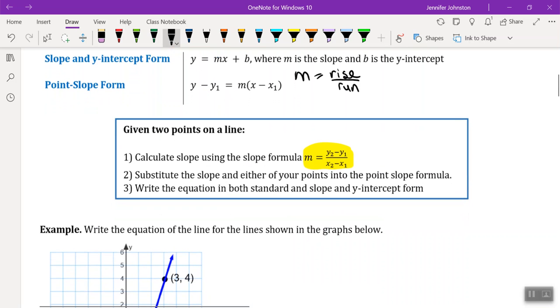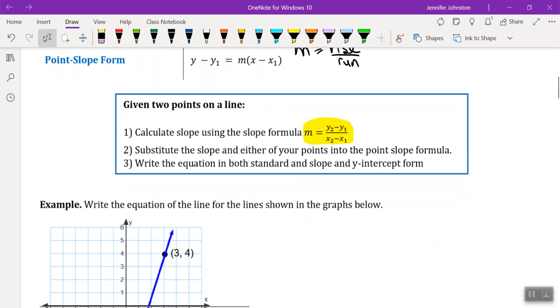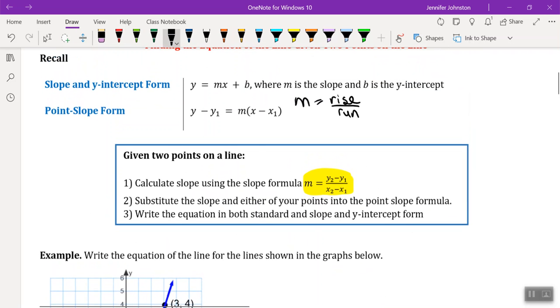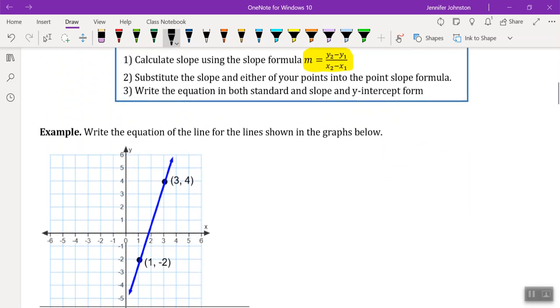We're going to take that and substitute a point into the formula and then write down the equation in both the standard form and the slope y-intercept form. This would be like your standard form, and this would be your slope y-intercept form. All right, so let's go check that out.